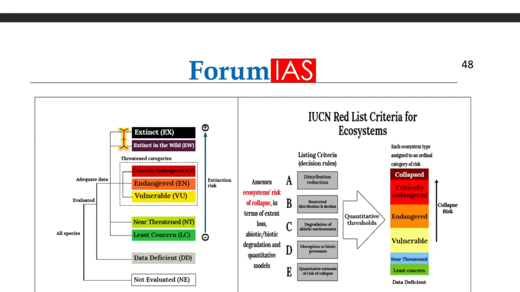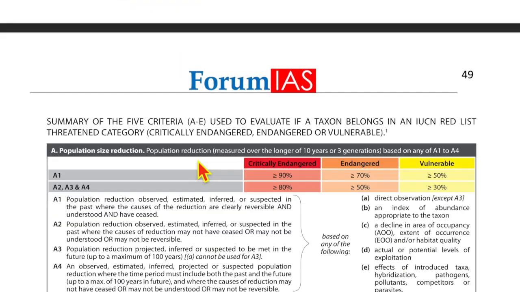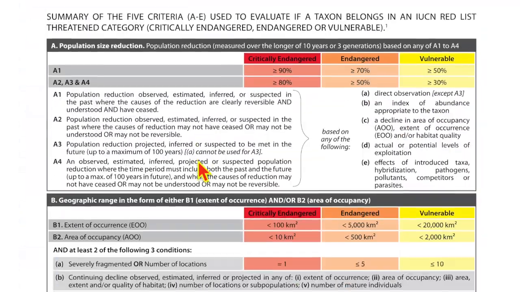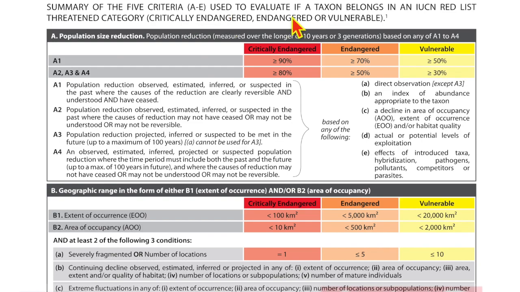Now, the classification according to IUCN: the basic classification is not evaluated and evaluated. For evaluated, we have adequate data or data deficient species. Those species that we have adequate data for are classified as extinct, extinct in the wild, critically endangered, endangered, vulnerable, near threatened, and least concern. Now, there are 5 criteria, A to E, used by IUCN to categorize the species into critically endangered, endangered, or vulnerable.